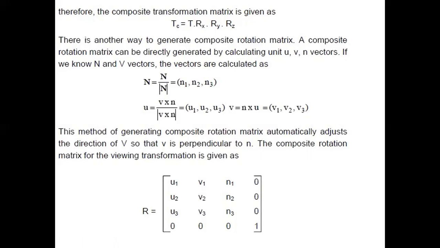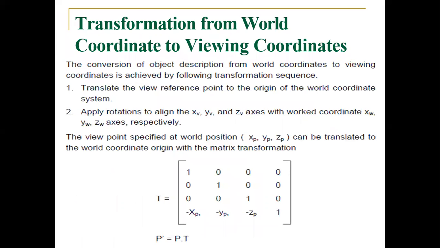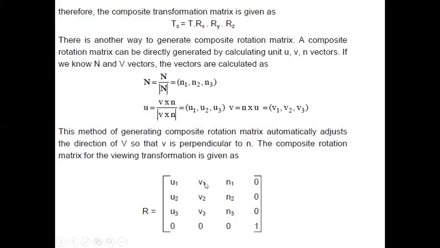Then the composite transformation matrix can be obtained by the product of this rotation matrix along with the translation matrix. We have already defined the translation matrix here, so I can multiply this translation matrix with my composite rotation matrix, so that I get the composite matrix for the transformation from world coordinates to view coordinates. Thank you.